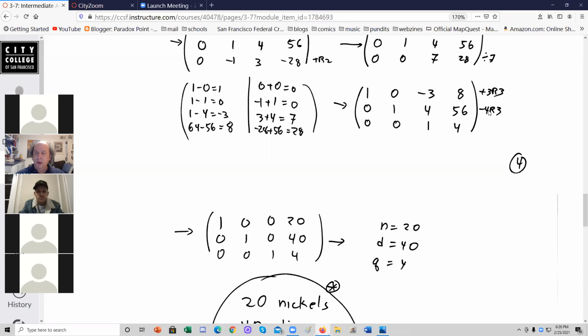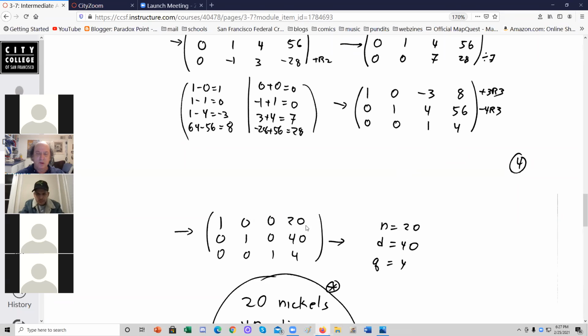These zeros don't affect any of these entries here. And let's see, negative 3 plus 3 times 1 is a 0. Put a 0 there. 8 plus 3 times 4 comes up to 20. And 56 minus 4 times 4 is a 40. So 8 plus 12 is 20, yes.